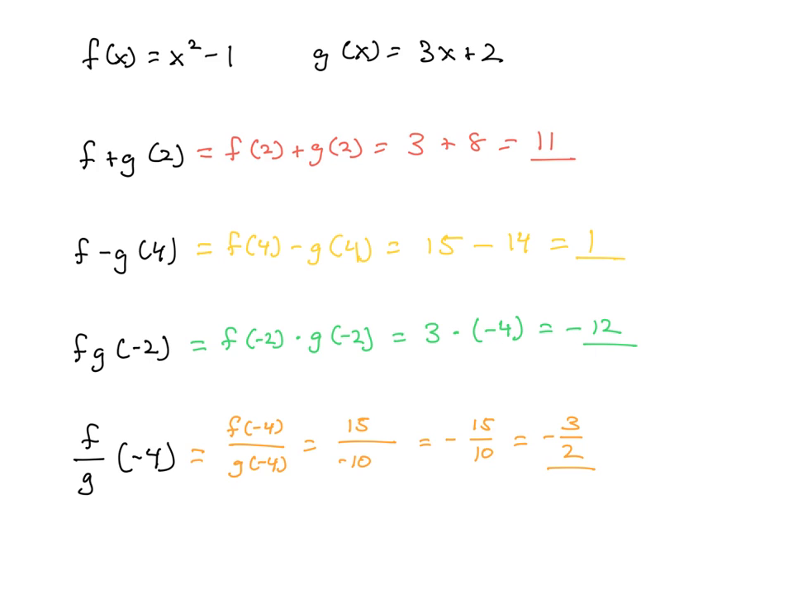And the last one, f of negative 4 over g of negative 4. Putting negative 4 in, I get 16 minus 1 is 15, so f of negative 4 is 15. And g of negative 4 comes out to be 3 times negative 4, which is negative 12. Adding 2 gives me negative 10. So that negative sign can be brought out in front, so I can look at that as negative 15 over 10, which reduces to negative 3 over 2.